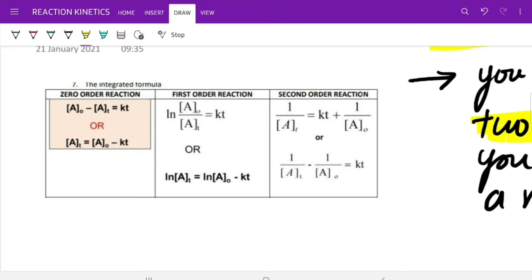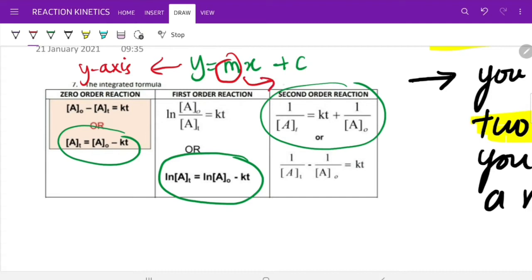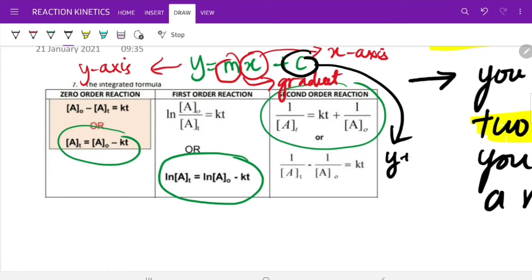So this is the integrated formula. In the zero order we have this formula, in the first order I'm going to refer to this, and the second order I'm going to refer to this one. For a linear graph, as you learned in mathematics, we must compare the formula that we have here with y equals mx plus c, as we all know. So y is for the y-axis, m is for gradient, and x here is referring to the x-axis. What about your c? Your c is actually your y-intercept.